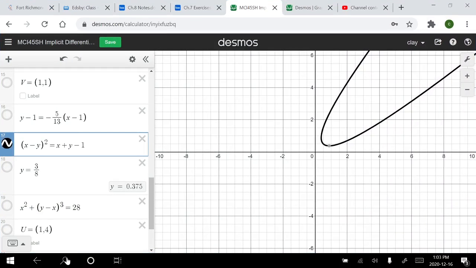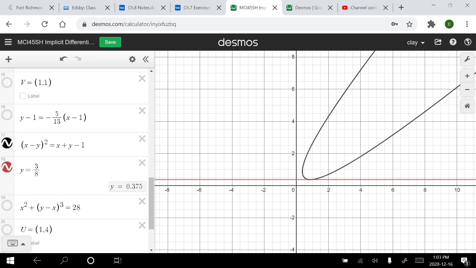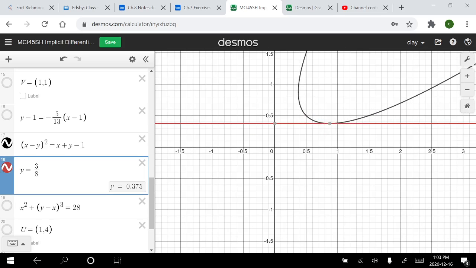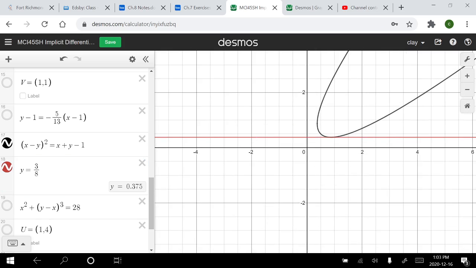When I'm at that point, yeah, that kind of does look like maybe the tangent there is a horizontal line because it has a slope of 0. Let's see if that's true. Y equals 3/8. Yep, it exactly makes a tangent. So I know that my derivative was right, and I know that I have the slope right. Cool.